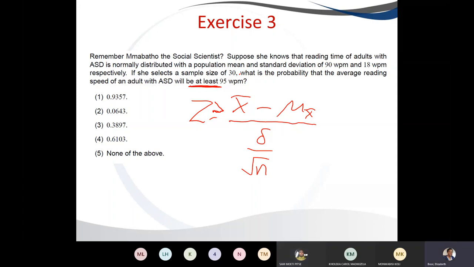And if you read the statement, where it starts with ASD, it says adults with ASD are normally distributed with the population mean and the standard deviation. They give you the values and say respectively. So it means the first one is your population mean. The second one is your standard deviation.